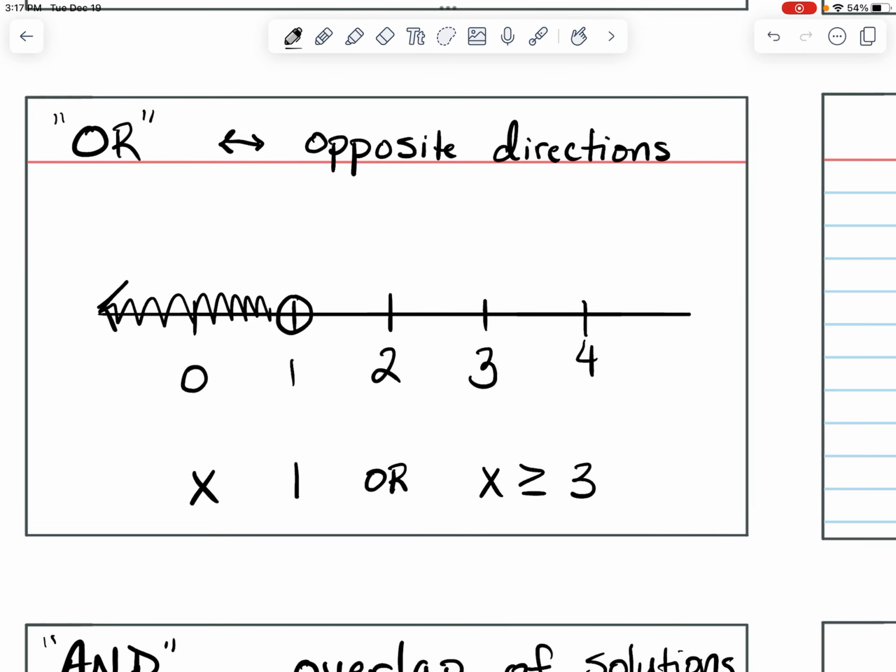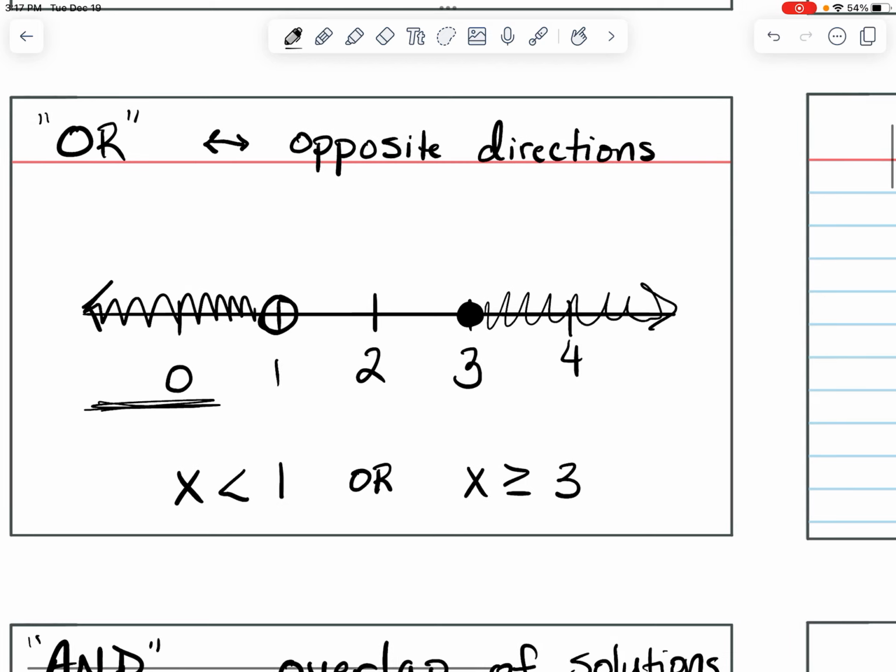All right, let's look at "or." So you may have an inequality graph that's shaded in opposite directions. So here we have an open circle at 1, shaded for numbers smaller than 1. So this would be x is less than 1. Okay, or x is greater than or equal to 3. Because it's greater than or equal to, we need a closed circle here. All right, and we are shaded numbers bigger than 3.